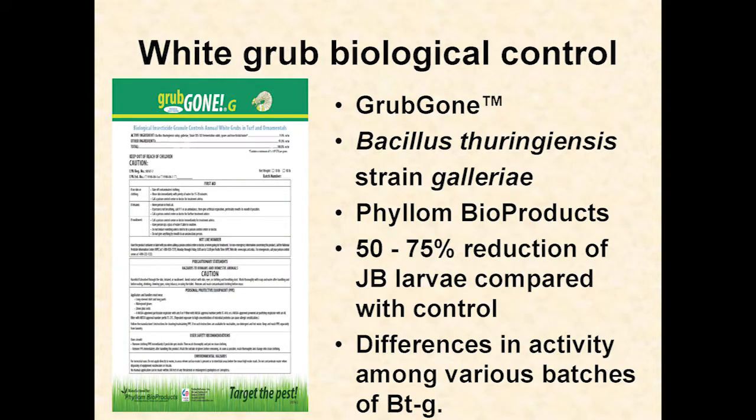Okay? But there is another bacterium that has just come on the market in the last 3 to 5 years. It's another Bacillus thuringiensis. This time the strain is galleriae. Okay? BTG, Bacillus thuringiensis galleriae. That's the third strain of BT we've talked about today. It's sold under a product cleverly named Grub Gone.